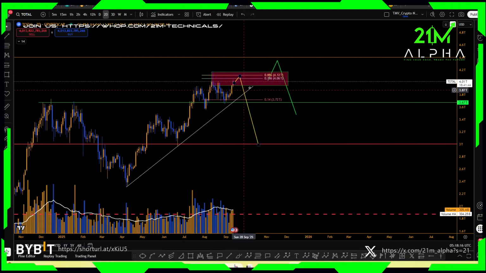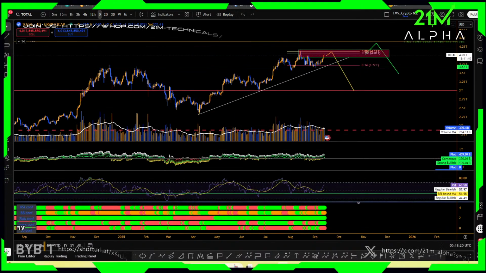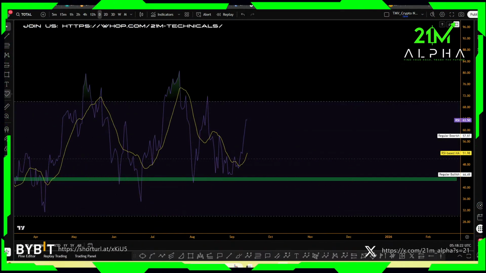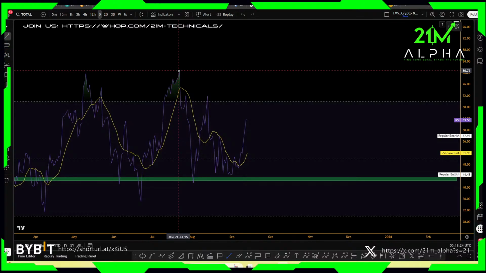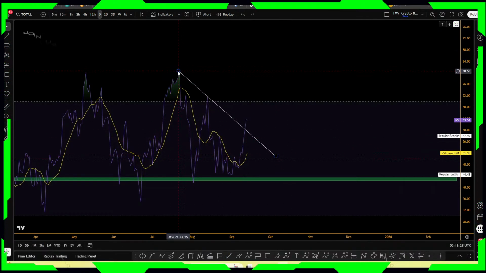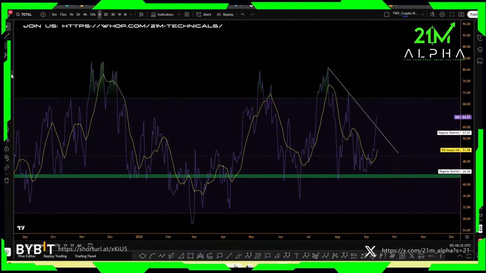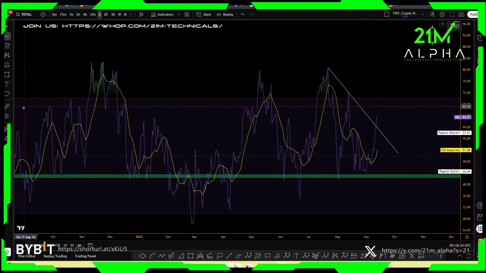So total, I see this, and if you look at it from the daily perspective on total as well, the total crypto market cap is already facing a tough resistance. You can say that yeah, it's breaking out, but there is a resistance here. The resistance, as you are watching, is from these levels.